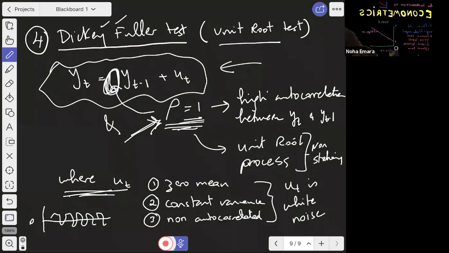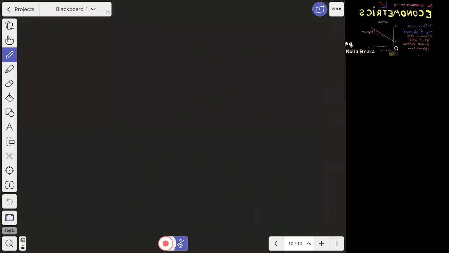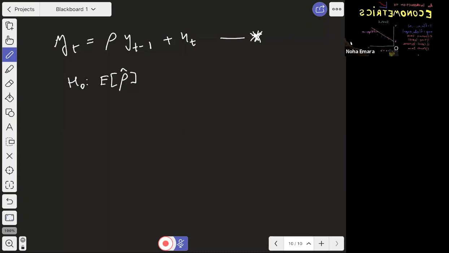So let me call this model star. I want you to think that you're testing the star model, or Yt equals rho Yt-1 plus Ut, okay? I'm just repeating it again. So this is the star model. And in order to check whether you have a unit root, you're testing the null hypothesis that the expectation of rho hat is equal to 1, or the alternative is that the expectation of rho hat is not equal to 1. So this one is telling me that I have a unit root.